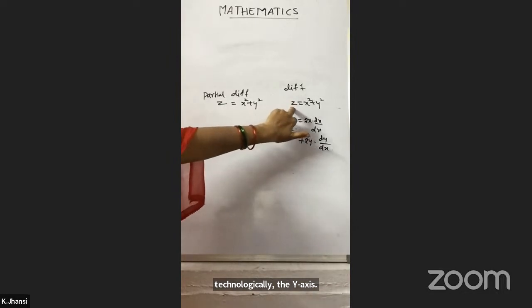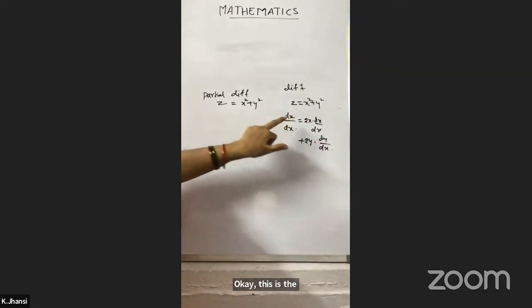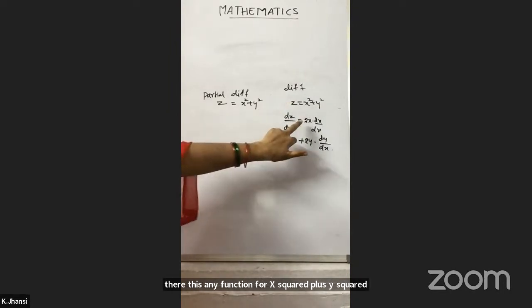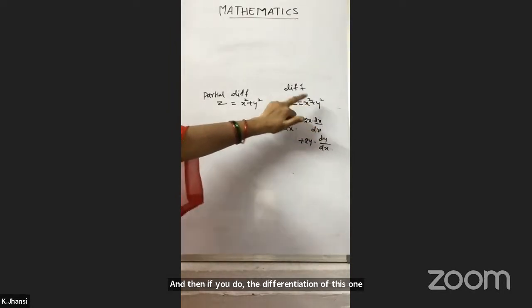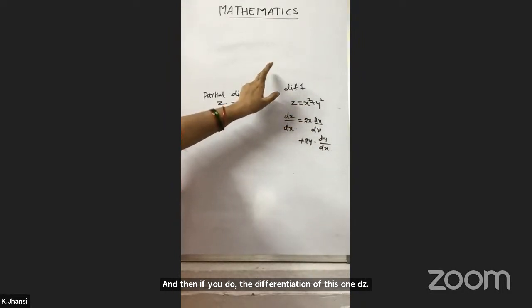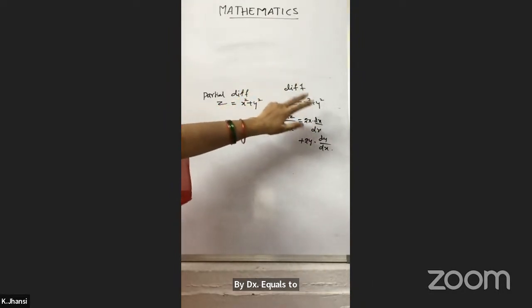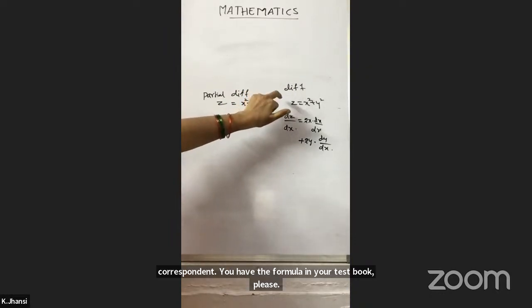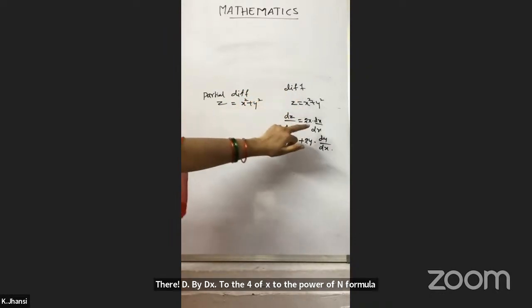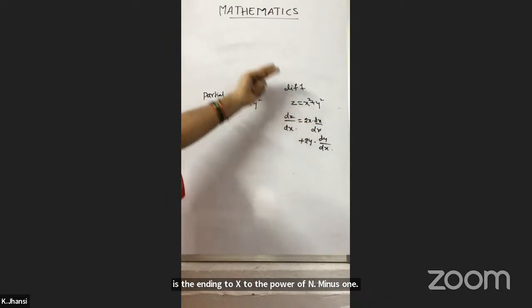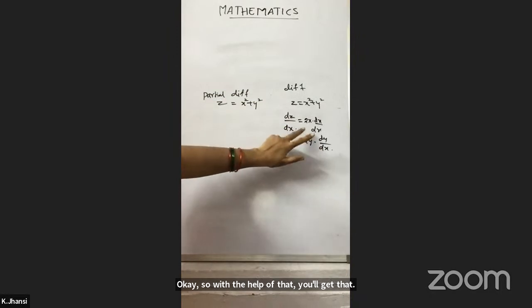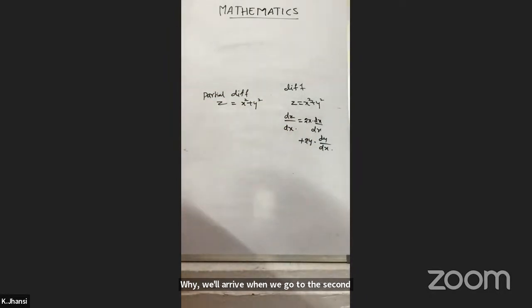ఒకవేళ z is any function equals to x square plus y square అంటే if you do the differentiation of this one, dz by dx equals to 2x. ఇది ఎలా వచ్చింది x square అంటే you have the formula in your textbook, it is there. d by dx of x to the power of n formula is n into x to the power of n minus 1. Okay, so with the help of that you will get that. When we'll go to the second unit I will tell that concept. So this is called as normal differentiation.